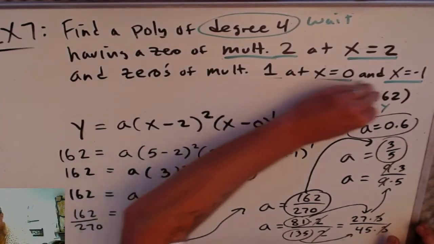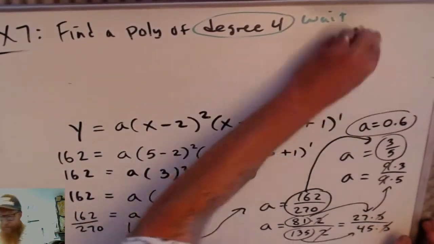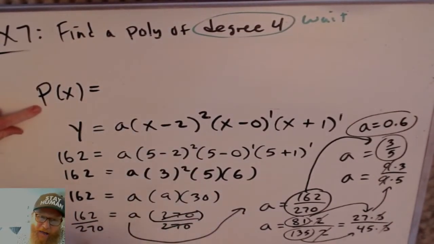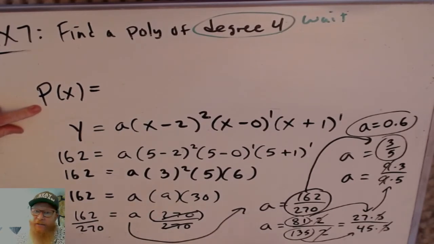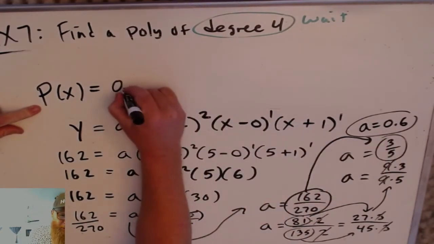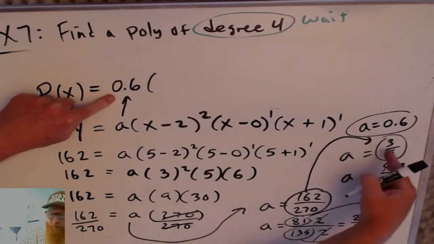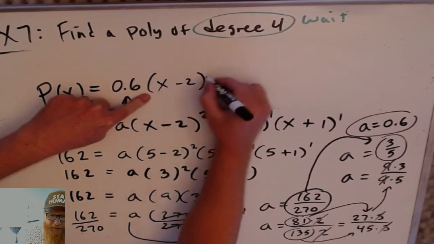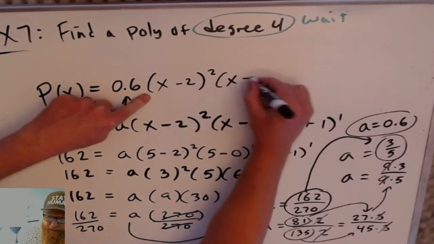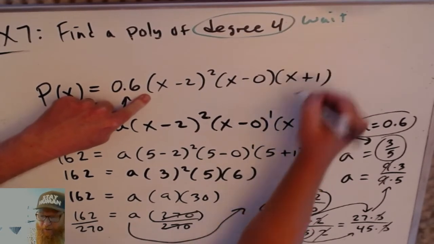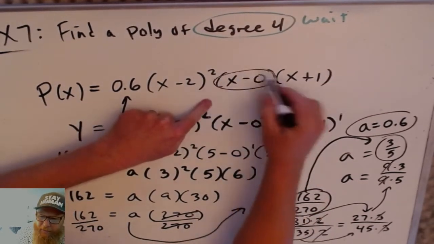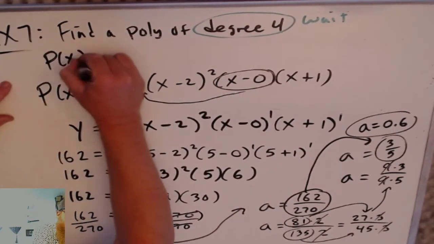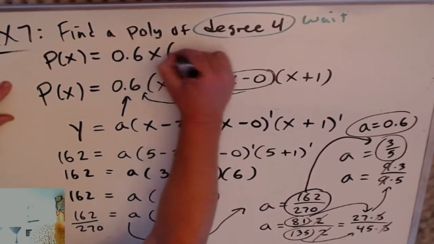All right, so then I come back to my answer here, and I write it P of x, polynomial of x, or sometimes we call it f of x, or sometimes we just keep it as y. And then you put your 0.6 in front, or 3/5, same thing. And then x minus 2 squared, x minus 0, and x plus 1. And then if you really want to be neat, you can get rid of the minus 0, and you can write it like this.